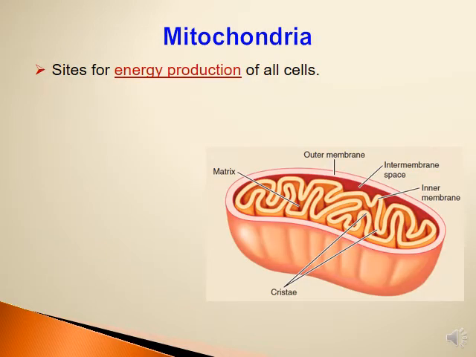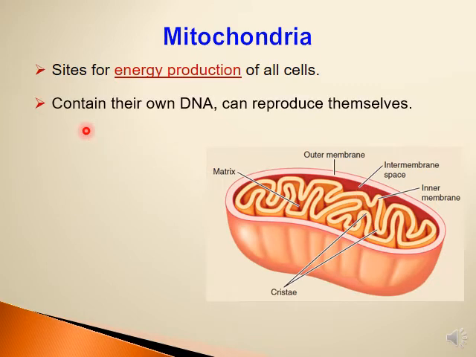The mitochondria, the singular being mitochondrion, are the sites for energy production of the cell. So they are the energy factory of all cells that can perform aerobic metabolism. As you can see, each mitochondrion has an outer membrane and an inner folded membrane. The folds are called the cristae. And there is an intermembrane space, and you study in biochemistry that the enzymes responsible for cellular respiration are present in the inner membrane.